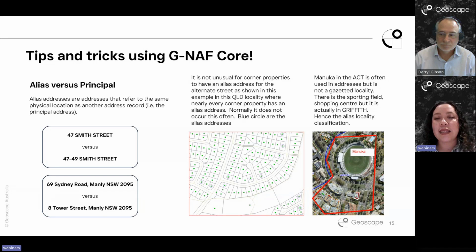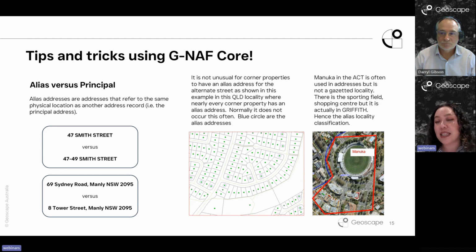We also see aliases coming up in a couple of other scenarios. If we look at the diagram in the middle of the page, this is an area in Queensland, and all of those green dots are addresses sitting in the property centroid of the parcel. What you can see is all of those addresses with a blue ring around them, where there is an alias address along with the principal address. In this case, the reason this is happening is because all of those addresses sit on the corner of two streets. So there's one address using road name A to describe it, and then a second address using road name B. We see that occurring in some states and territories.